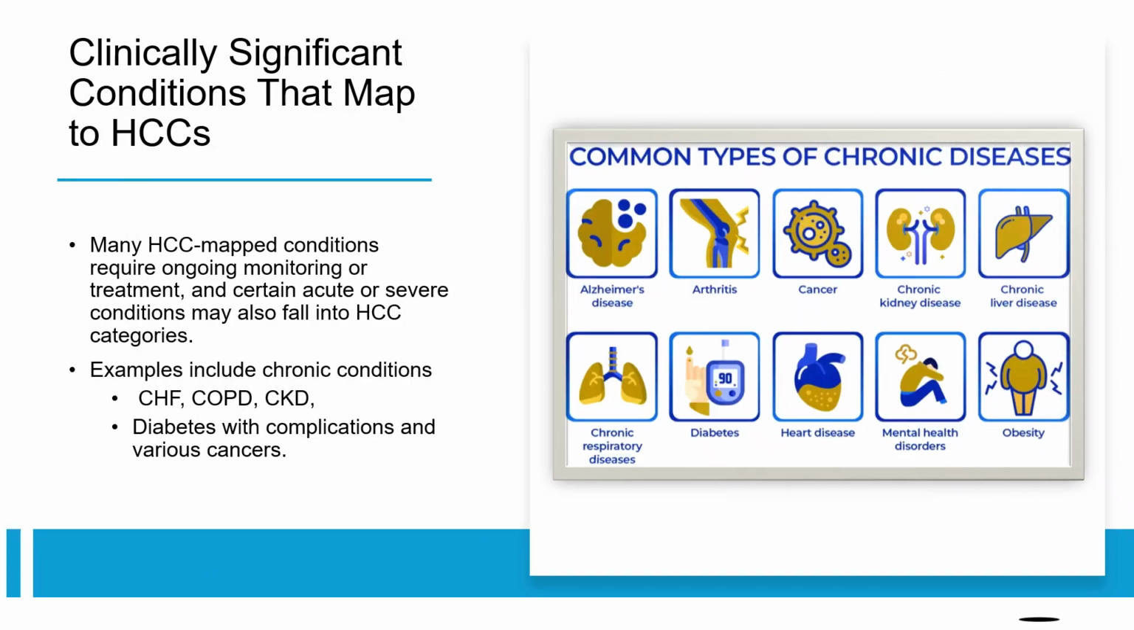A clinically significant condition that maps to an HCC. Many HCC-mapped conditions require ongoing monitoring or treatment, and certain acute or severe conditions may also fall into HCC categories. Examples include chronic conditions such as congestive heart failure (CHF), COPD, chronic kidney disease, diabetes with complications, and various cancers.